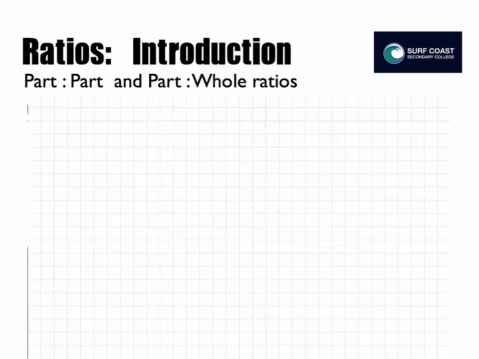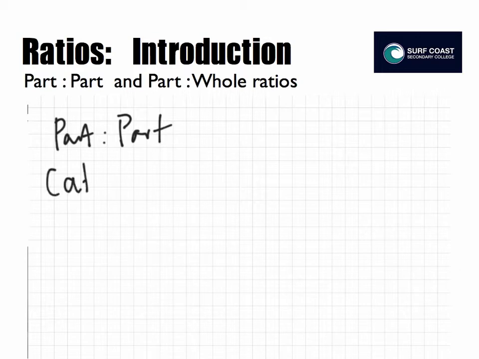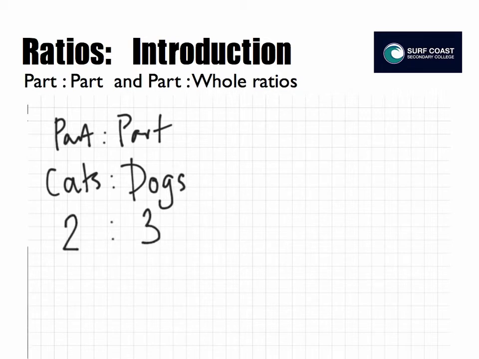There are 2 main types of ratio. There's a part-to-part ratio. So that might be if you're looking at how many cats and dogs are in the house. The ratio might be the number of cats to the number of dogs. So if you had 2 cats and 3 dogs, the ratio would be 2:3.